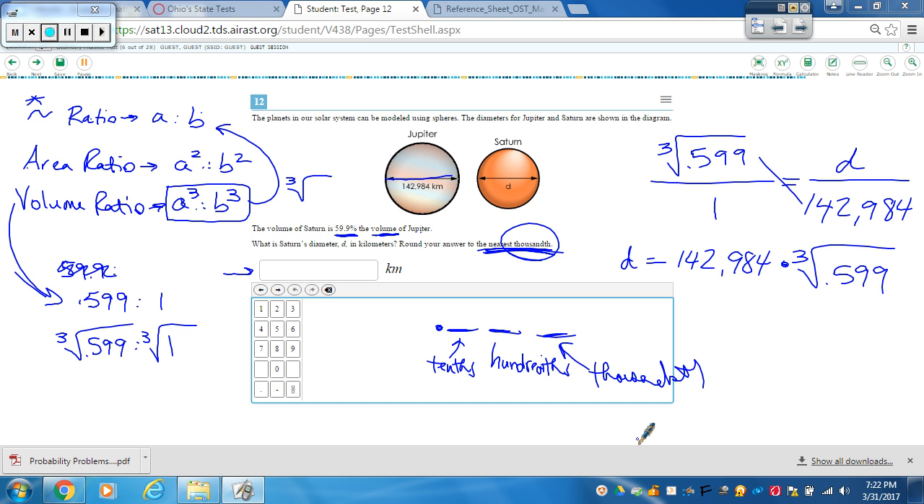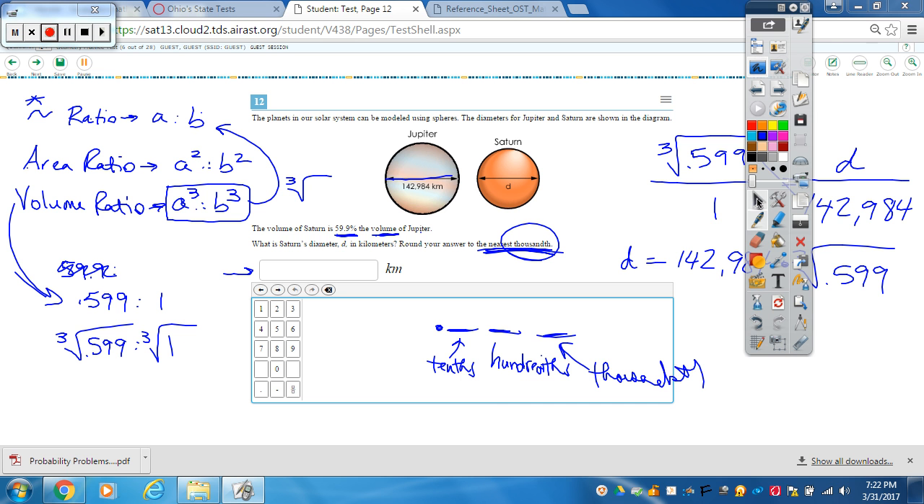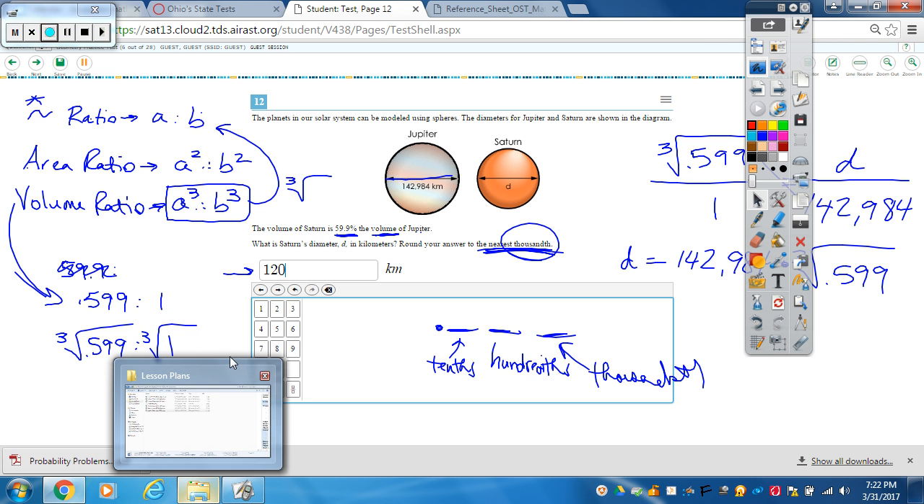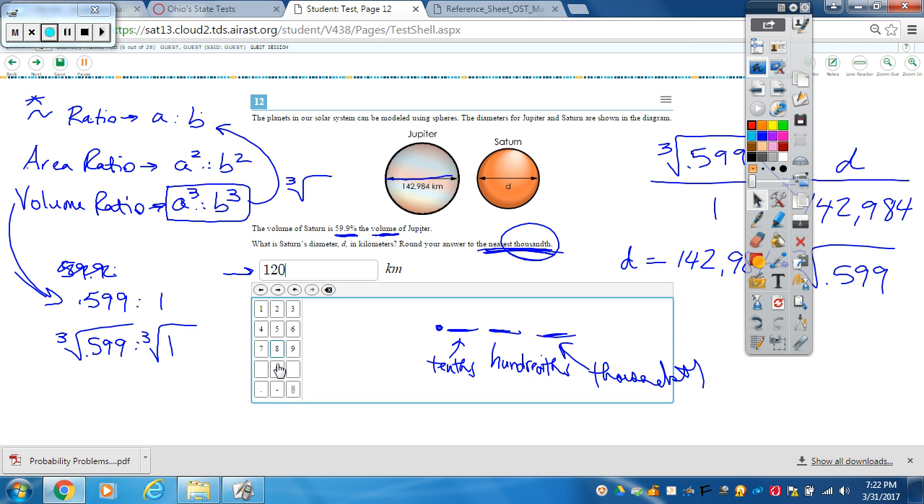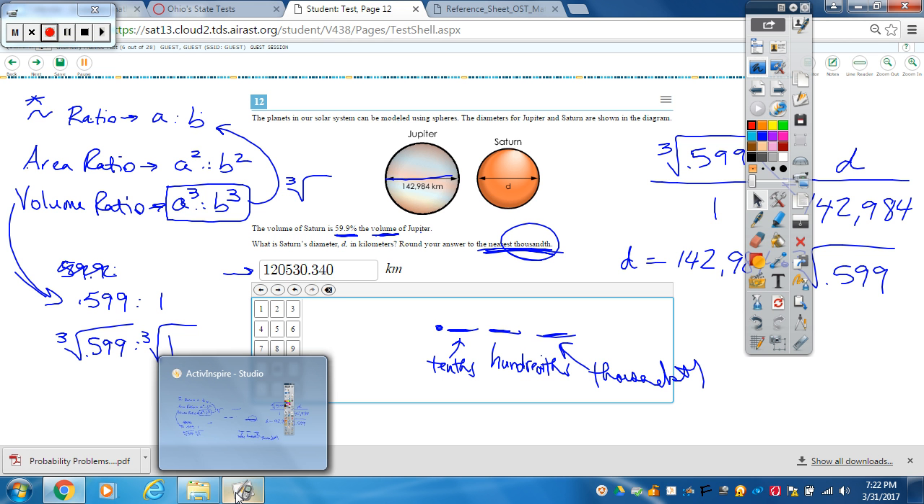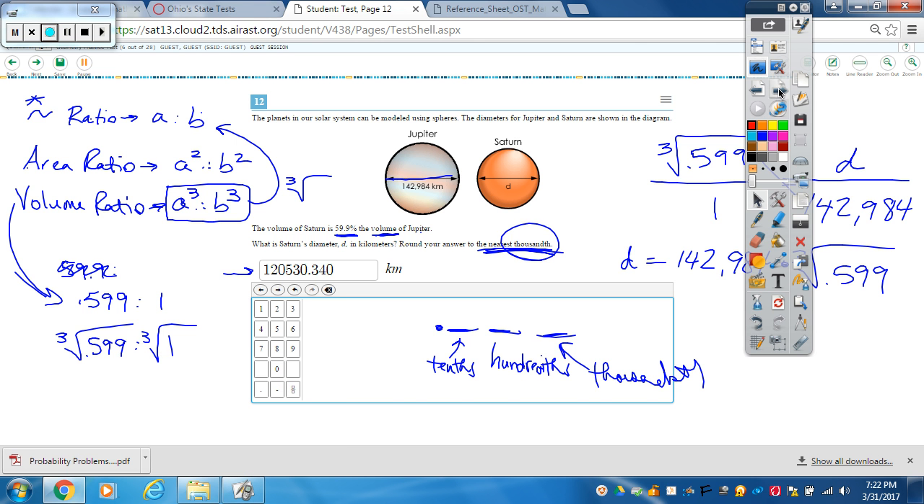So if you work that out, and I actually want to use the computer part just to make sure there's nothing that I need to change, it is going to be 120,530.340. Okay? So just try to make sure that we understand how to use the technology along with what we've already had. All right, let's go to the next one.